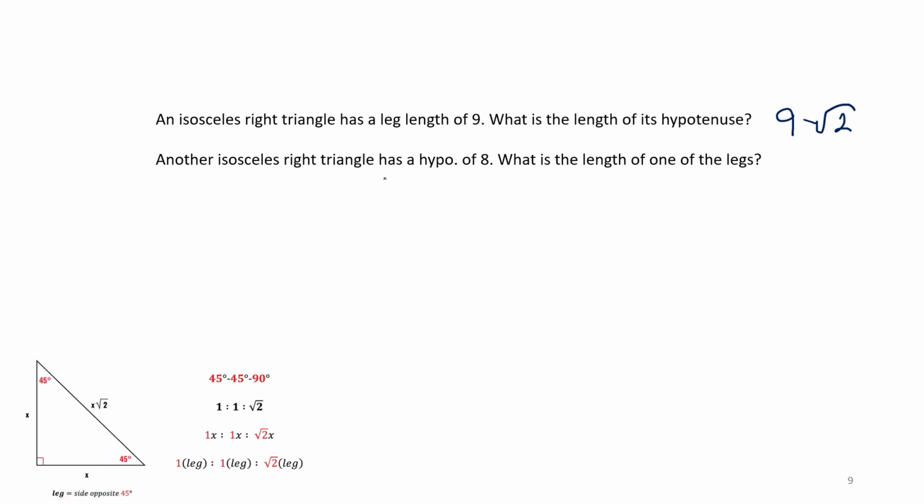Another isosceles right triangle has a hypotenuse of 8. What is the length of one of the legs? I'm going to show you this using the Pythagorean theorem because sometimes I get tripped up on what I'm supposed to do. Regardless.